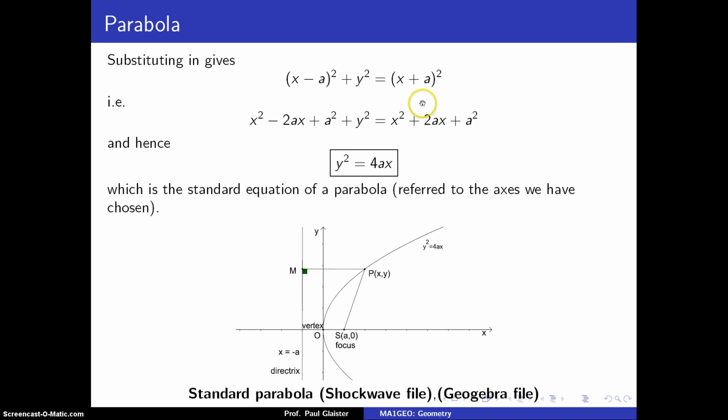So if we do that, as shown at the top here, multiply out, cancel and rearrange, we get the standard form for the Cartesian equation of a parabola, where a represents a parameter which is fixed, and it denotes the x coordinate of the focus on the x-axis, and the directrix x equals minus a. So y squared equals 4ax represents all points P that are the same distance from S as they are from M.